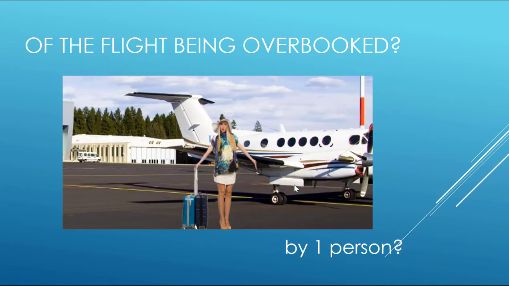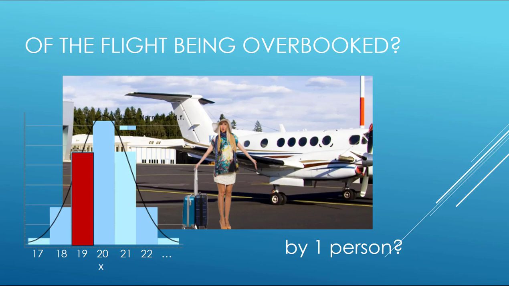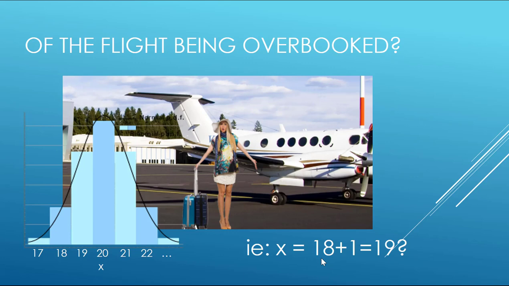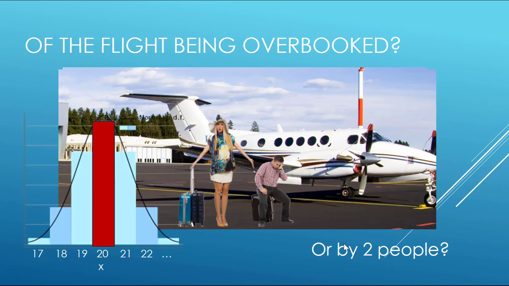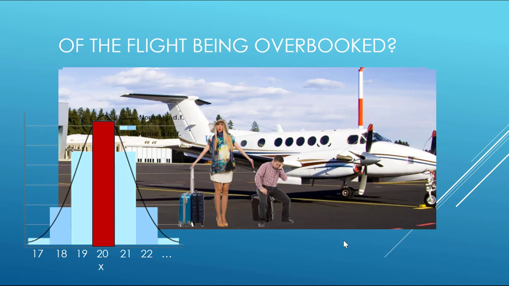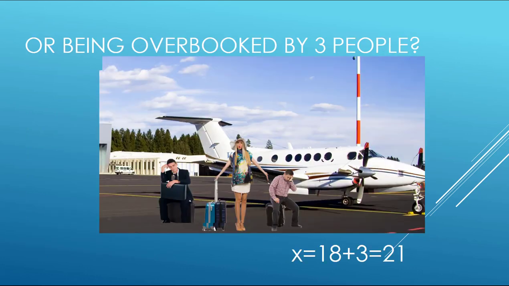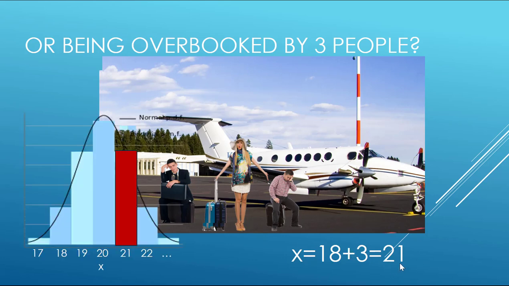Okay, so maybe one person shows up. Or sorry, one extra person shows up, forgive me, so 19 people total. So 18 plus the one more is the 19. Or maybe 2 extra people, we're overbooked by 2 people, so that makes 20 people who showed up. Or maybe we're overbooked by 3 people. Again, that makes 18 people on the flight plus 3 extras, which gives us 21 people. The odds of 21 people showing up, here it is, they're actually fairly high, as we can see from our graph.